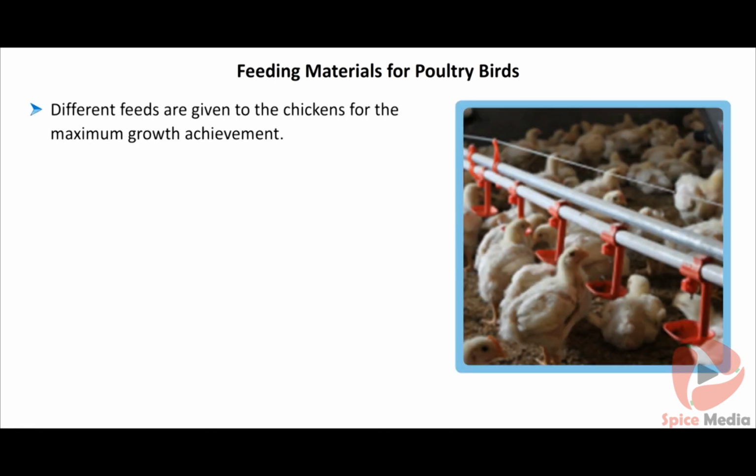Different feeds are given to the chickens for maximum growth achievement.